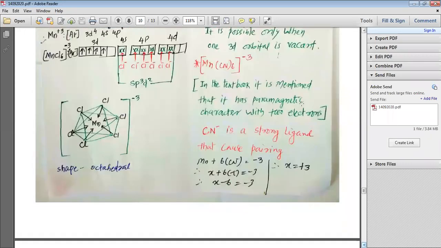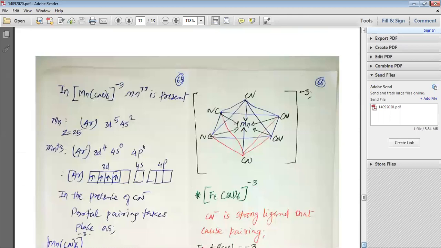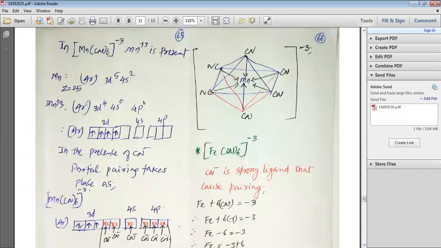Now we are going to study [Mn(CN)6]3-. In the textbook it is mentioned that it has paramagnetic character with two unpaired electrons. So the ligand is a strong ligand that causes pairing. The oxidation state of Mn we can calculate here, and in the complex the oxidation state is plus 3. So Mn plus 3 is present. Mn Z is equal to 25, so it is argon 3d5 4s2.